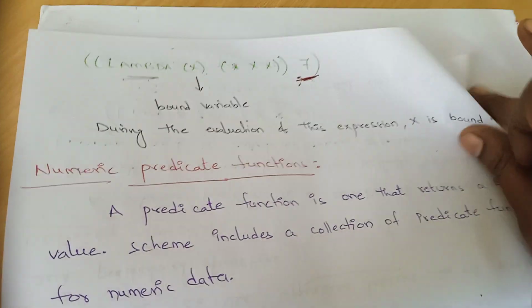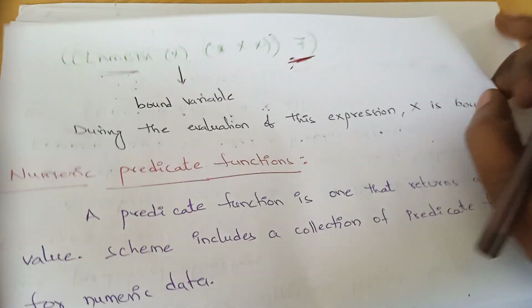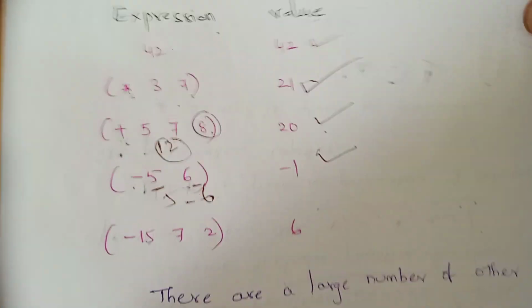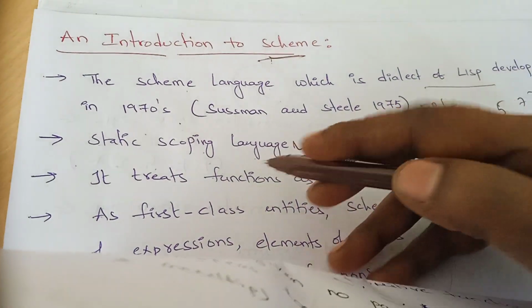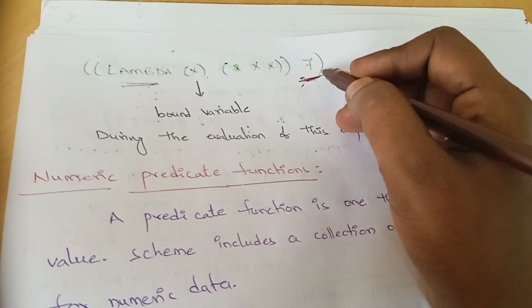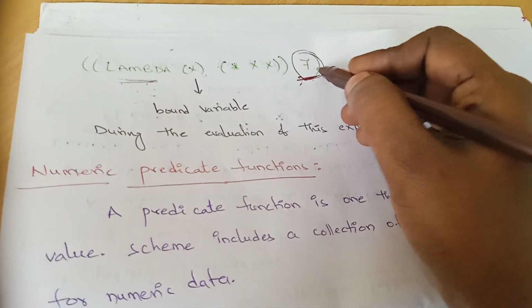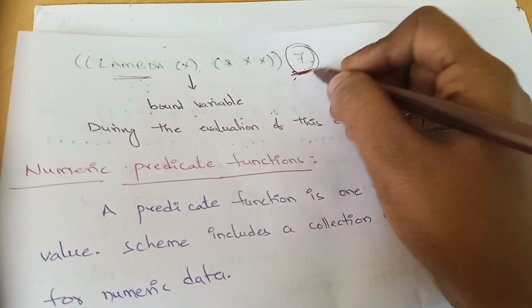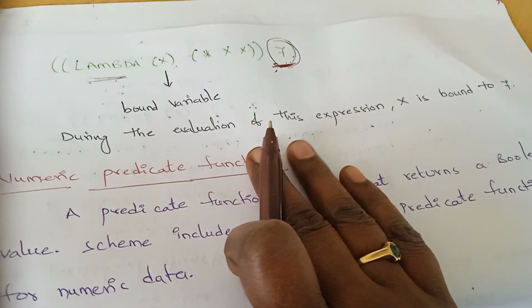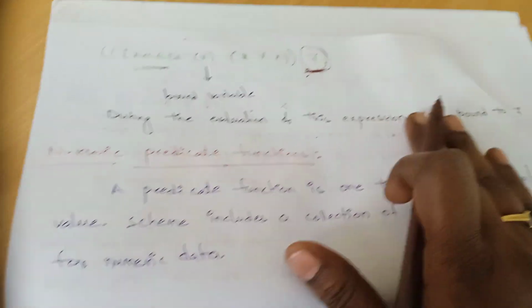We discussed this point earlier, where I wrote about static scoping languages, that the value will be the value. This is what static value, and it has static scope. So during the execution of this expression, x is bound to 7.